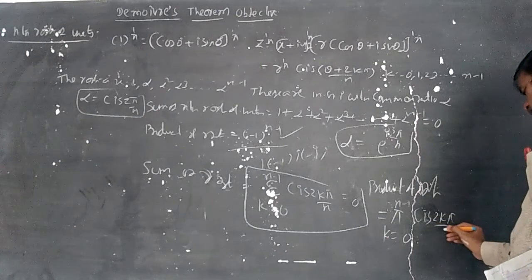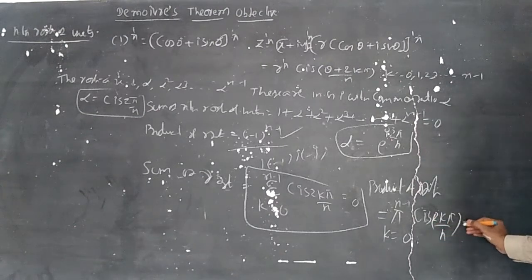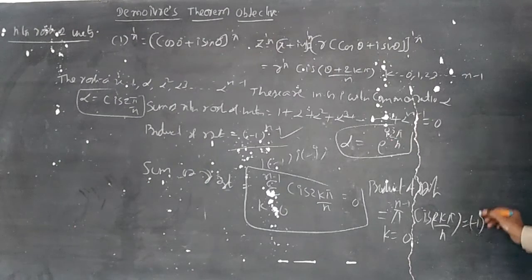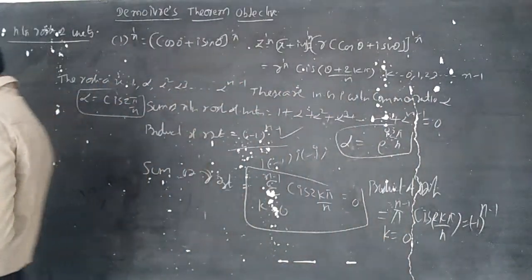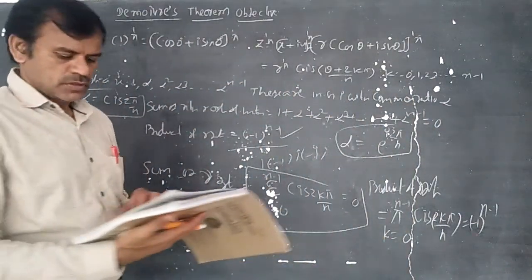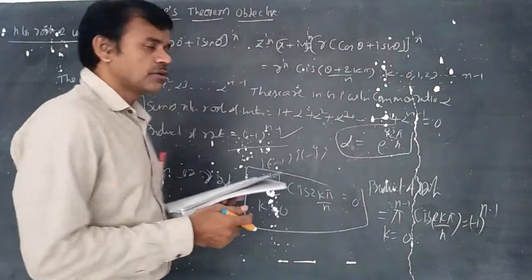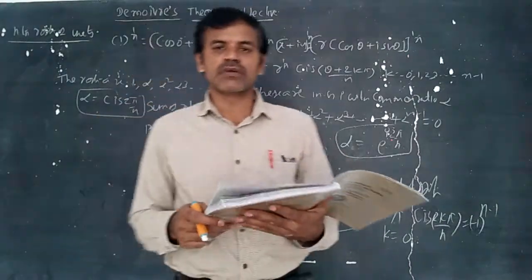Cis of 2k pi by n is equal to the notation minus 1 whole power n minus 1. This is the indication of product of roots. And page number 13. Now I am going to discuss with you that, open page number 13 in our material.